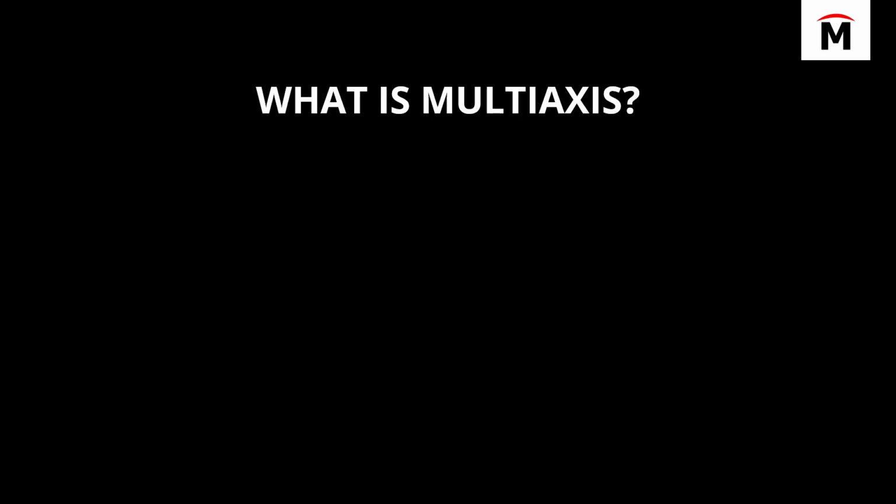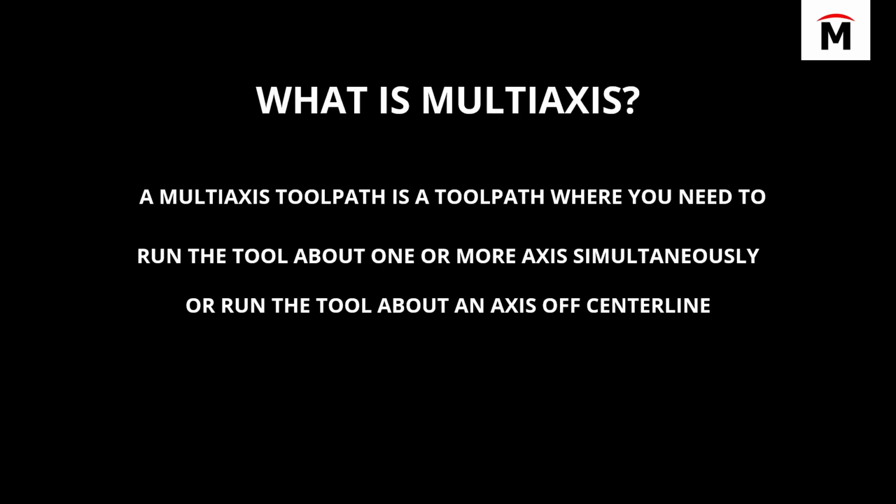What is a multi-axis? A multi-axis toolpath is a toolpath where you need to run the tool about one or more axes simultaneously, or run the tool about an axis off center line. So maybe an axis substitution toolpath where the tool can stay on center would work, but anytime you have to take that tool off center, you're not going to be able to do that, and you're going to need a multi-axis toolpath.